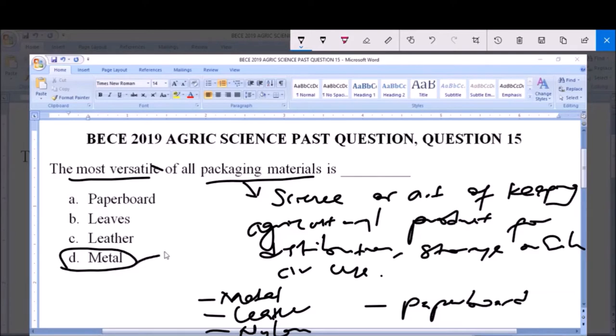Why? Metal can be used to package grain crops like your rice, your corn. It can also be used to package meats. It can be used to package fish. It can be used to package various things. Metal is the most versatile of all packaging material, unlike the paperboard, the leaves, and the leather. So the correct answer to this question is option D, metal.